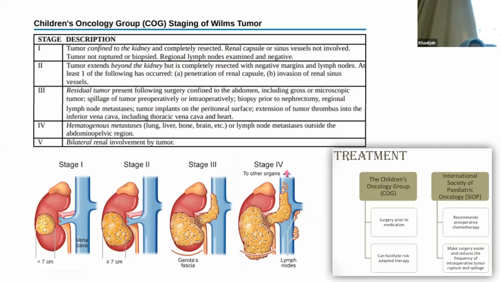Okay, this is the staging for Wilms tumor. This staging is according to the Children's Oncology Group. They have about 5 stages, and the 5th stage is where there is bilateral renal involvement.